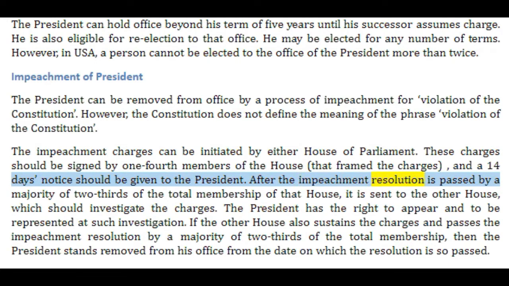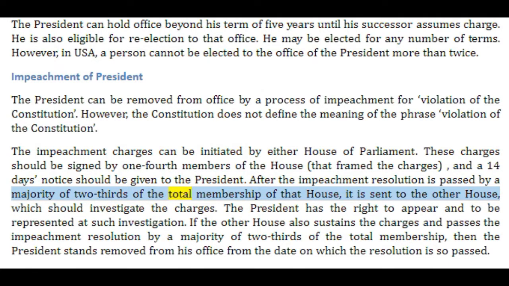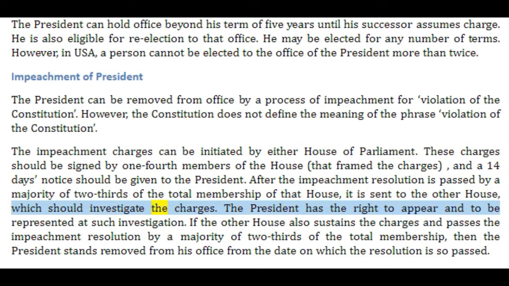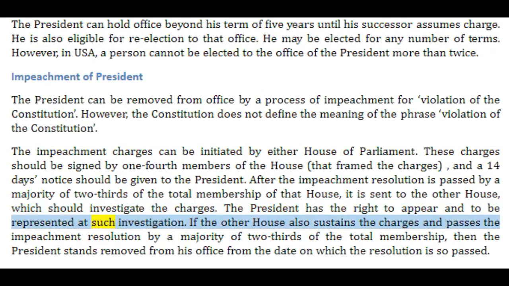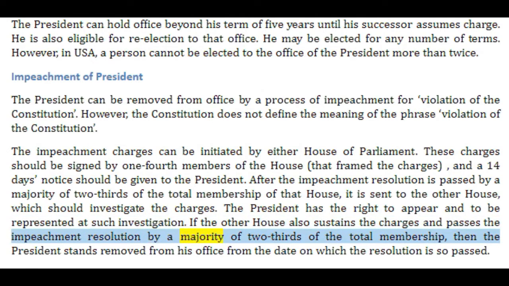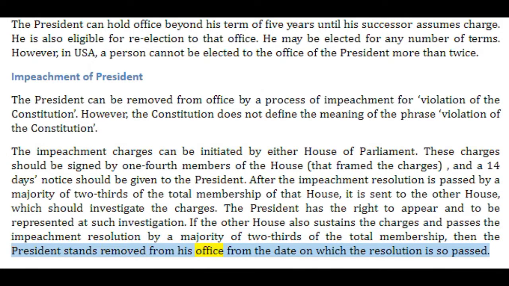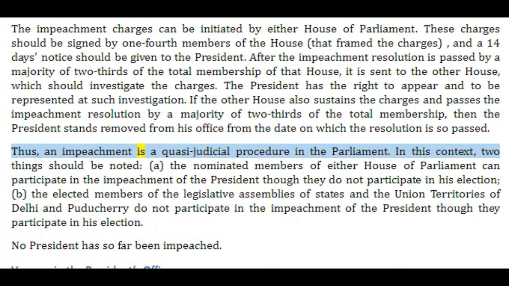After the impeachment resolution is passed by a majority of 2/3 of the total membership of that House, it is sent to the other House, which should investigate the charges. The President has the right to appear and to be represented at such investigation. If the other House also sustains the charges and passes the impeachment resolution by a majority of 2/3 of the total membership, then the President stands removed from his office from the date on which the resolution is so passed. Thus, an impeachment is a quasi-judicial procedure in the Parliament.